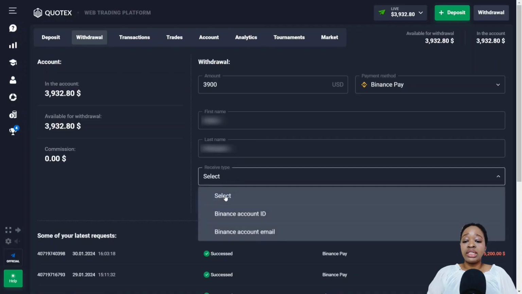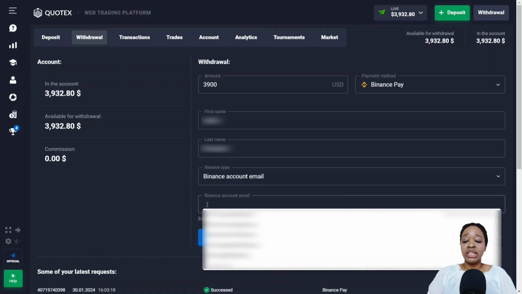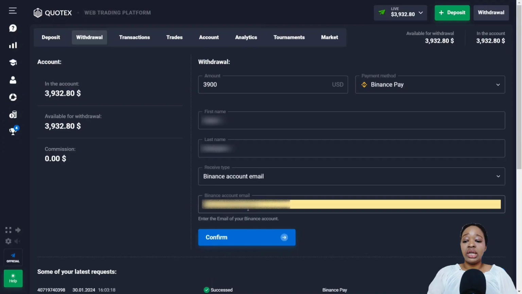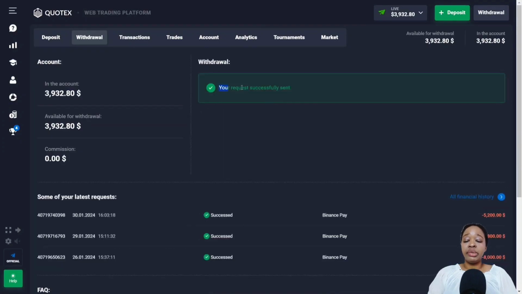Then I'll open the next tab, and here you need to select the Binance account ID or the Binance account email. I'll choose Binance account email. Then in the following graph that appears, you need to insert this very email into it. So after all these boxes are filled in, you can click the confirm button. So right now you can see that my application request has been accepted.